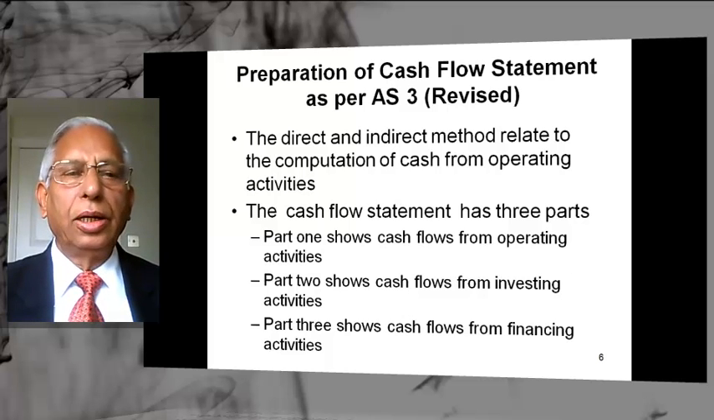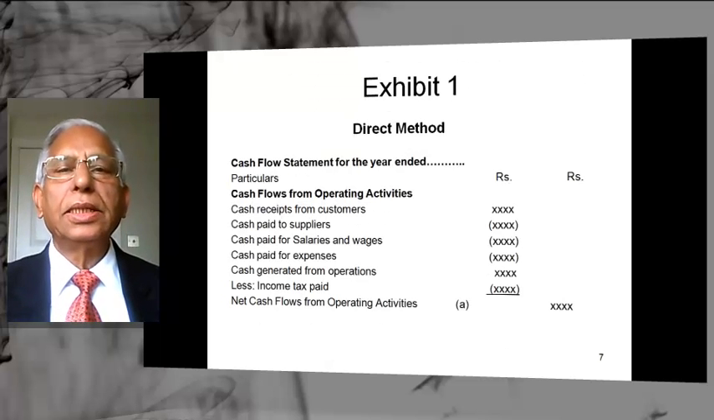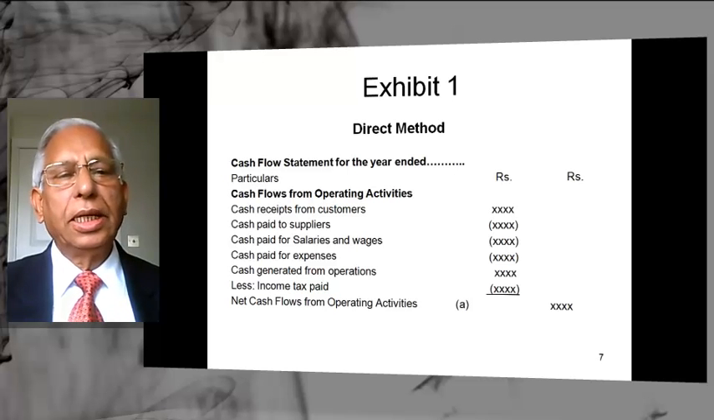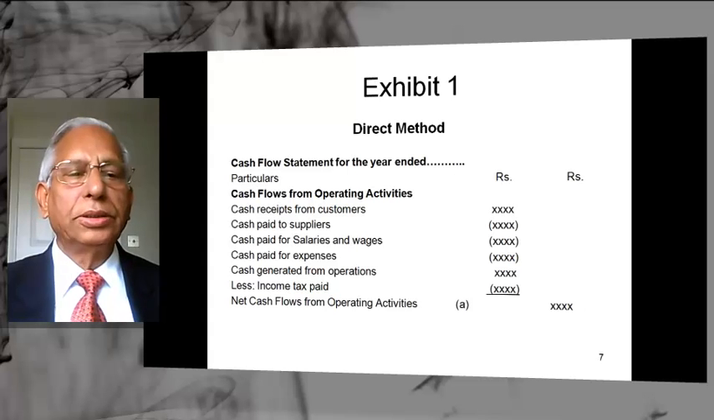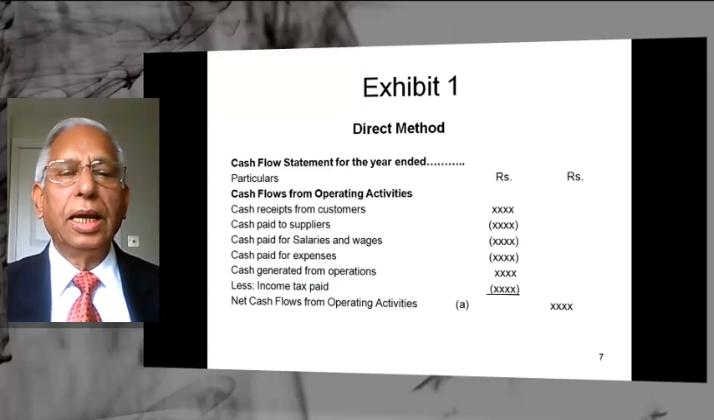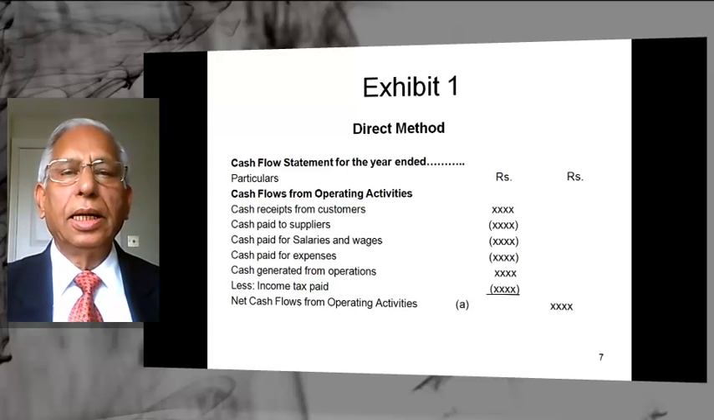Exhibit 1 and 2 present the pro forma of cash flow statement as per direct method as well as per indirect method. You please have a look at this appendix. This is Exhibit 1, which indicates the cash flow statement as per direct method. As I told you, here are the components of cash from operating activities. They have been shown. Figures we have not used because it is only an exhibit to give you an idea about the preparation of cash flow statement.